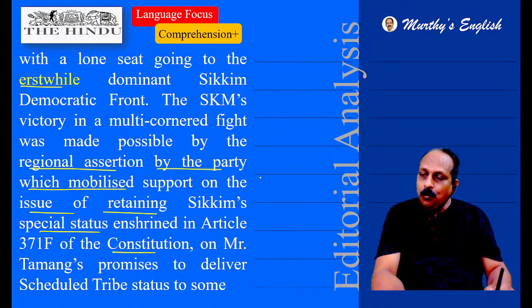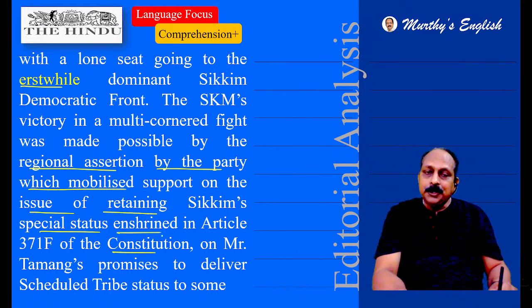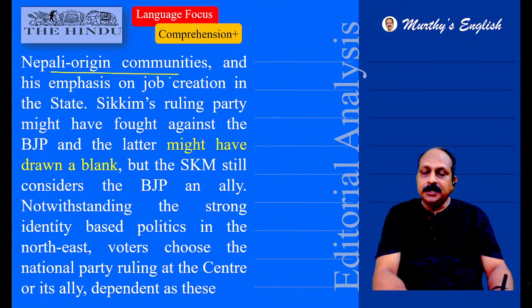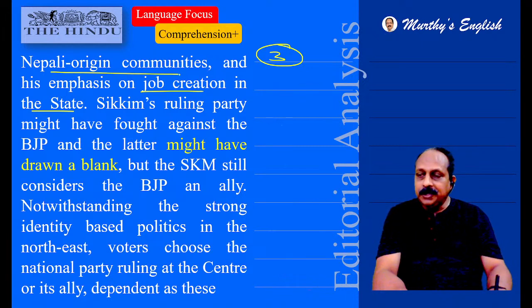Why could the SKM win 31 out of 32? The editorial gives us the reasons. One, the regional assertion by the party, which could mobilize support on a particular issue. What is that issue? Retaining the special status of Sikkim, enshrined in Article 371F of the Constitution. And second, Mr. Tamang's promises to deliver scheduled tribe status to some Nepali origin communities and his emphasis on job creation in the state. Total three factors: one, retaining the special status; second, scheduled tribe status to some Nepali origin communities; and third, emphasis on job creation in the state.